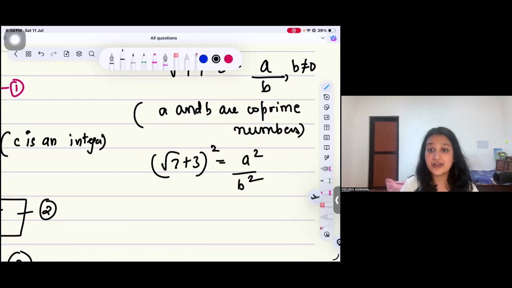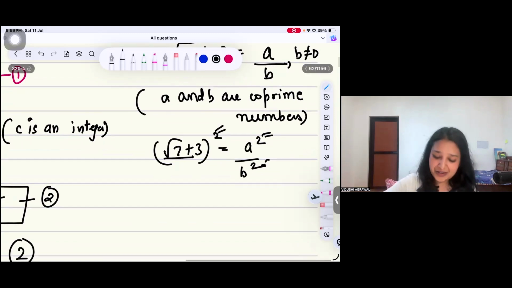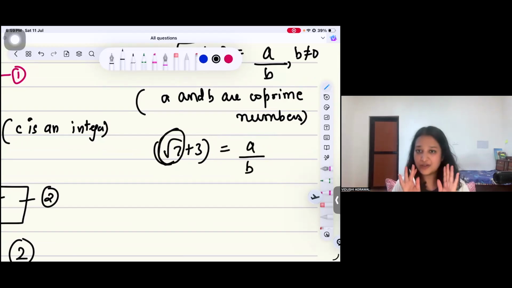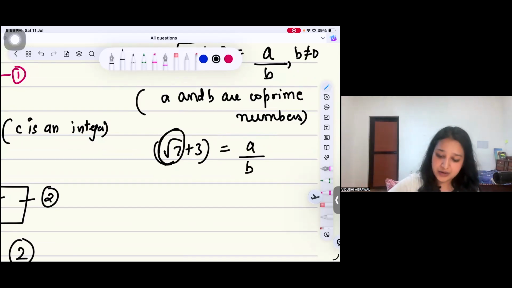If you do this, you're going to get stuck. Why? Because how am I supposed to square this? A plus b whole square? No, I'm not doing that. So the basic interpretation of this is just do like this. Nothing else. Do not square a upon b. What is my irrational number? Root 7. Leave it and transfer everything to the other side. You do not have to solve. Please do not solve because it will take unnecessary time. It is plus 3, I'm going to say minus 3 here. So root 7 equals a upon b minus 3.